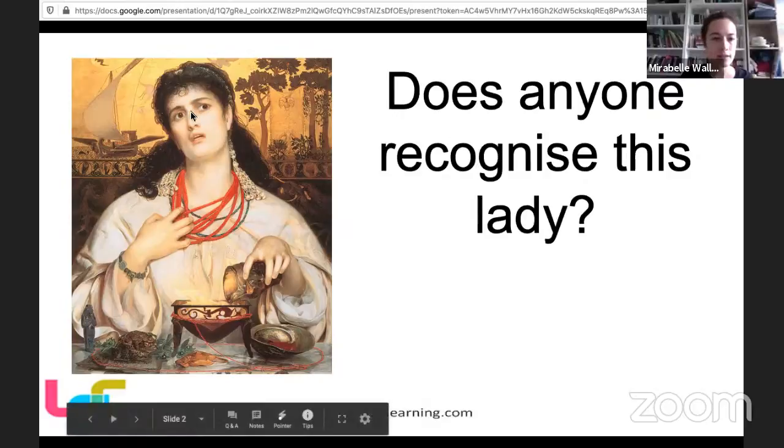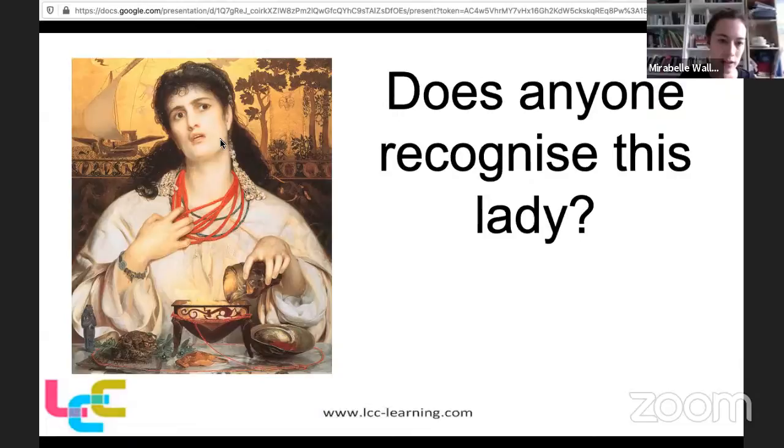What do you think she's thinking? For me, there's a wild look in her eye. She looks a bit troubled, maybe a little bit disturbed, and her mouth is open as if she's panicking.